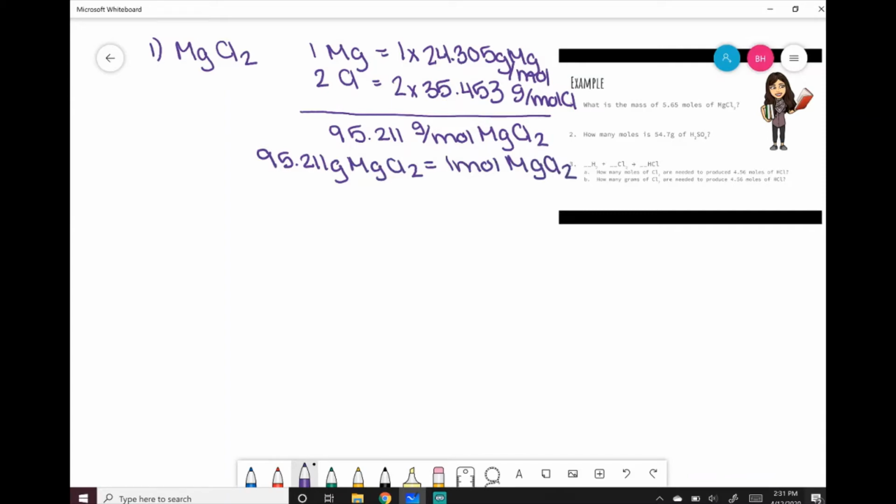When we set up our problem, you always start with what's given. What's given is that we have 5.65 moles of magnesium chloride. Now I'm going to plug in my conversion factor so that my units cancel out. Since I have moles on top, I'm going to put this at the bottom. So it's going to be 1 mole of magnesium chloride.